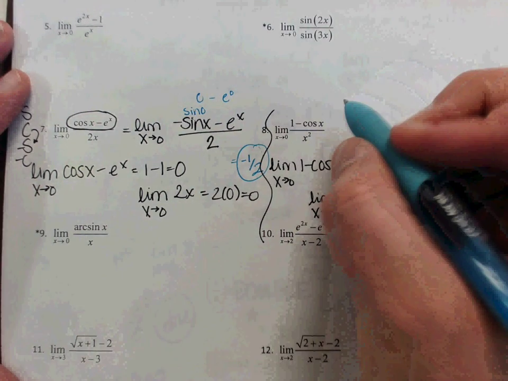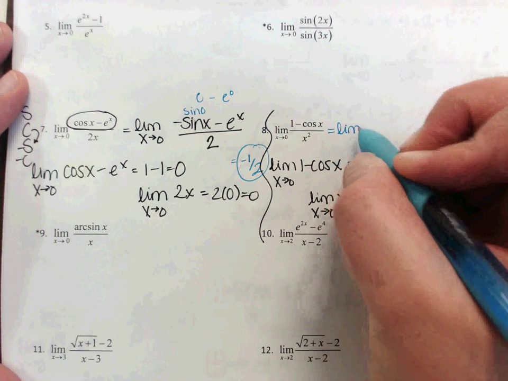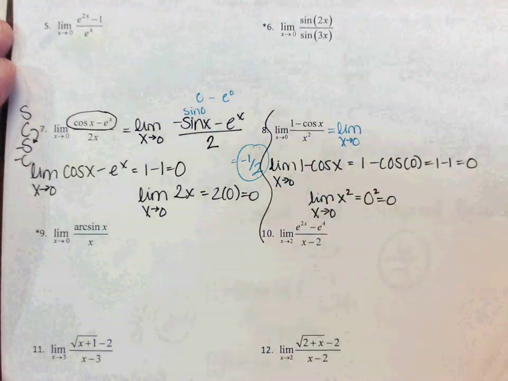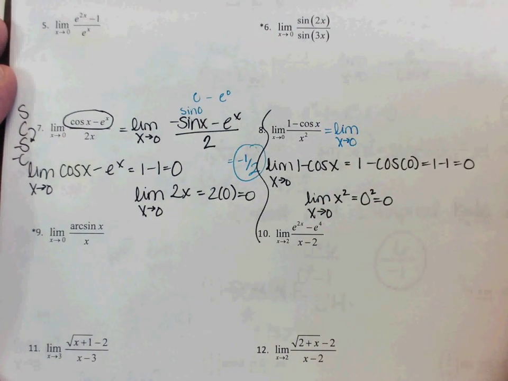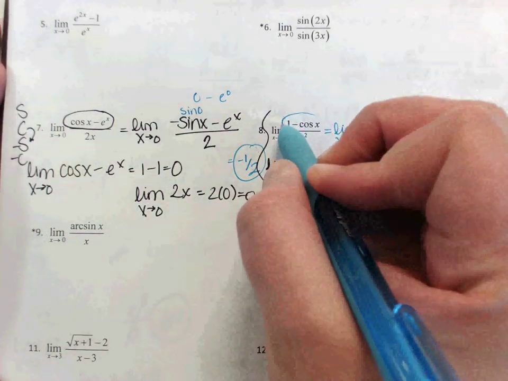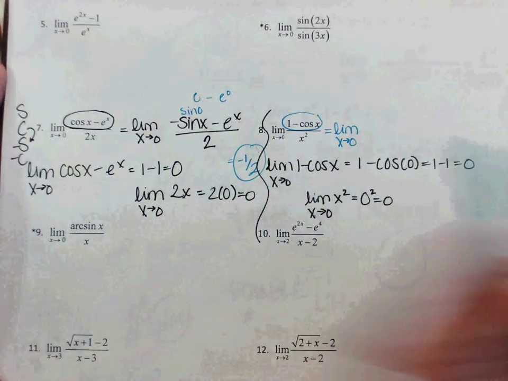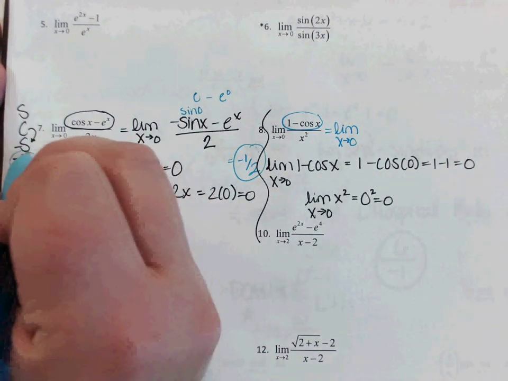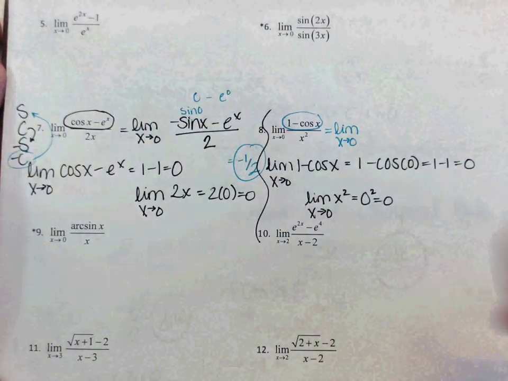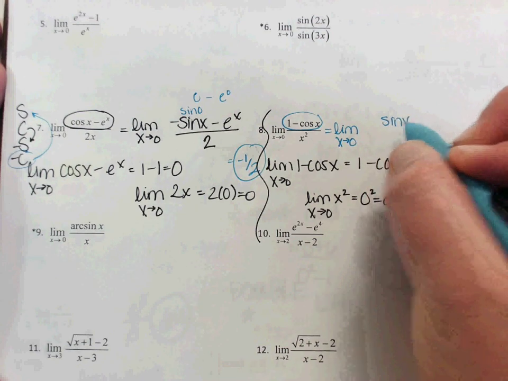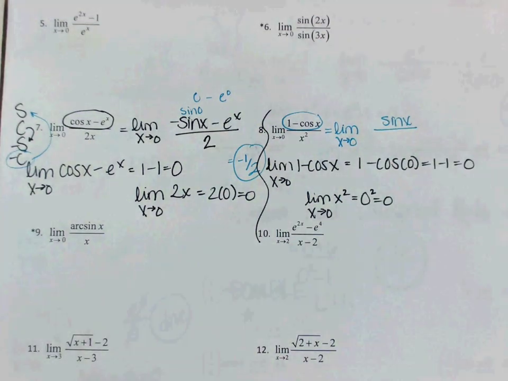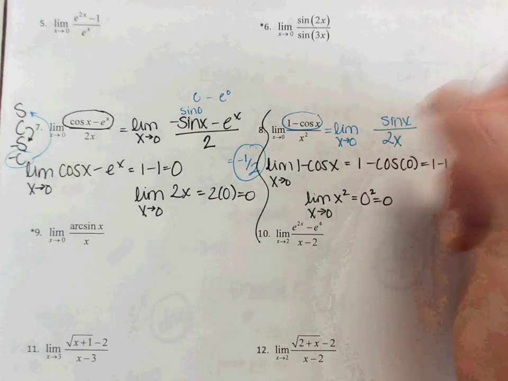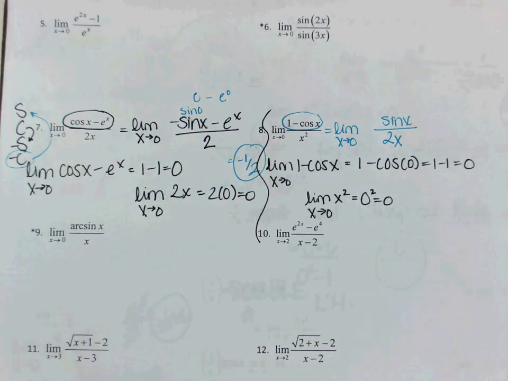So, limit x is still approaching 0, take the derivative of both. What's the derivative of 1 minus cosine x? If I'm at negative cosine, I'm at the bottom. Where does that put me when I go down? Back up to sine. What about the 1? Derivative of a constant is 0. Then we have an x squared on the bottom. Derivative is 2x. Now I'm going to switch to the board because I kind of ran out of room.